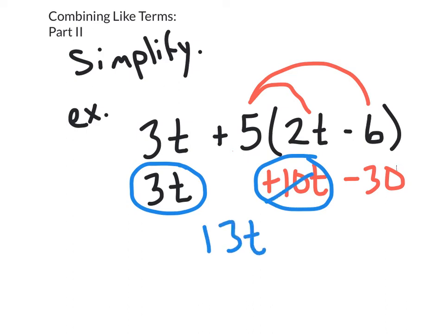I'm going to go ahead and cross those off. I like crossing things off, it gives me a very, very nice visual. The last thing that you'll notice that I have left over is simply a negative 30 here. I don't have to put it with anything else, so I'm going to just go ahead and copy negative 30. My answer is 13t minus 30.